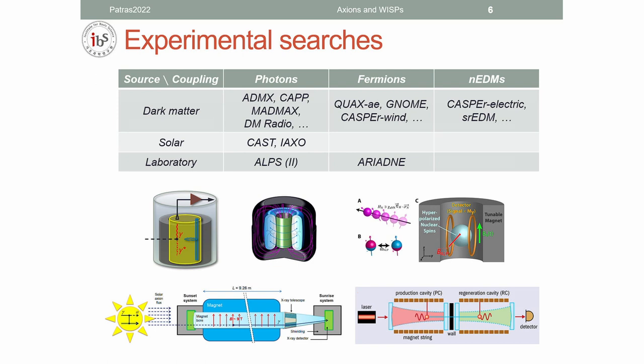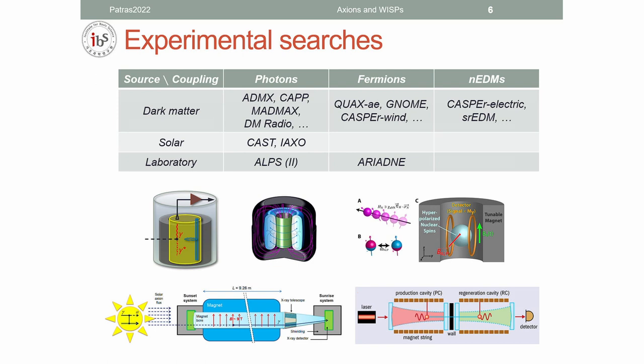So experimental searches also depend on what kind of source you have. For dark matter axions, the haloscope or the lumped element approaches are the most sensitive to pick up the photon from dark matter axions. And then there are quarks, gnomon, CASPEr, and the storage ring EDM, which can be sensitive to the fermion or EDM interactions.